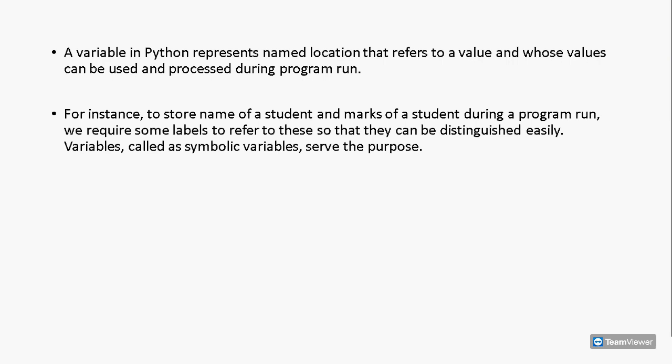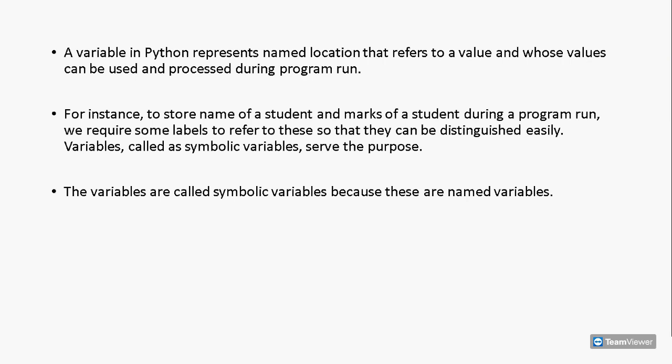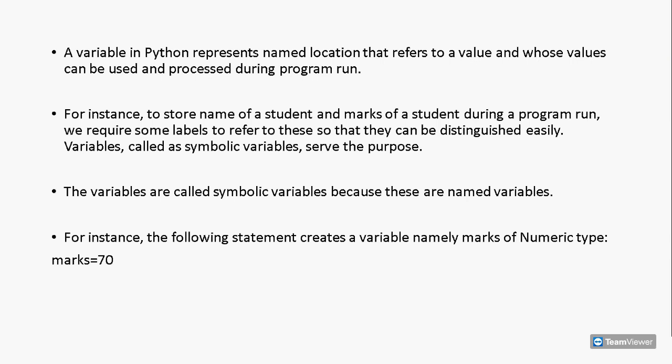Variables called symbolic variables serve the purpose. We refer to them as symbolic variables because these are named variables. For example, the following statement creates a variable, namely marks, of numeric type: marks = 70.